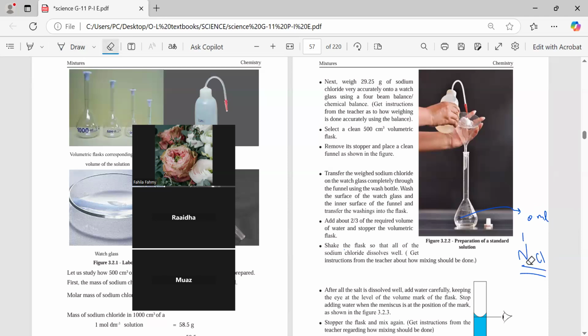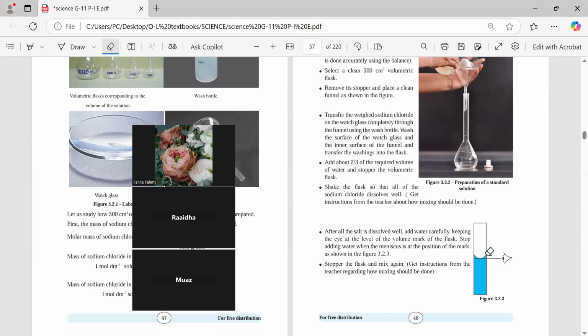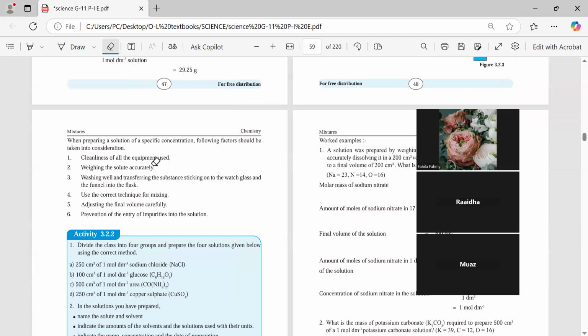When you measure it, you have to make sure that you are at the level of the meniscus. We call it the meniscus, right? When adding water, you should not add even one drop extra. So you have to be sure when to stop it. They can ask you in the MCQs or maybe structured essays, when you are preparing a solution with a specific concentration, what are the factors that you should consider?